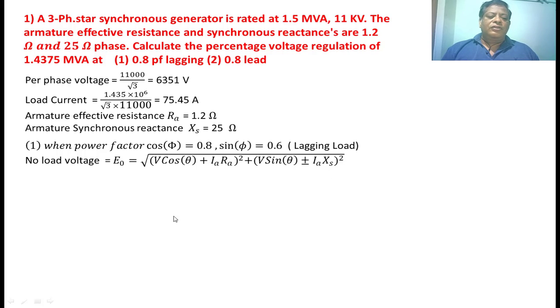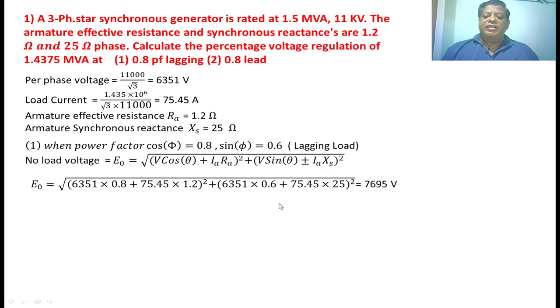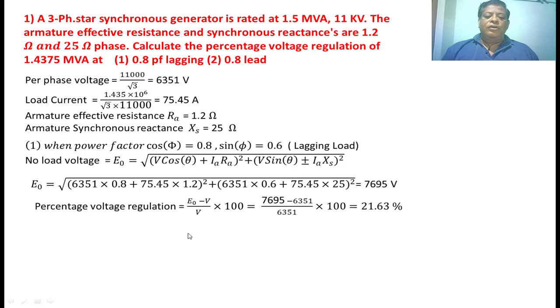Substitute all the values. You are getting the excitation voltage equal to 7695 volts. Now the voltage regulation equals (E naught minus V) by V. Here in the denominator we have taken the rated voltage. Substitute all the values, you are getting 23.63%.